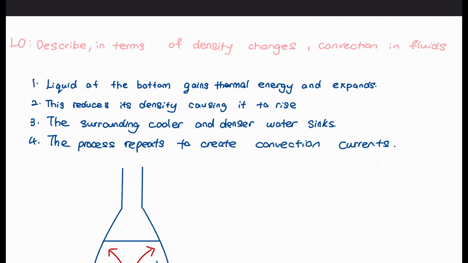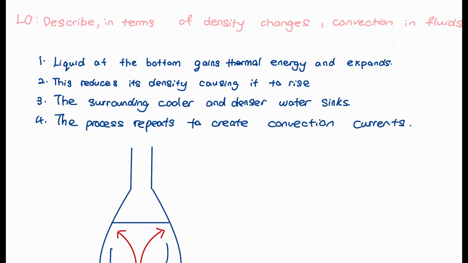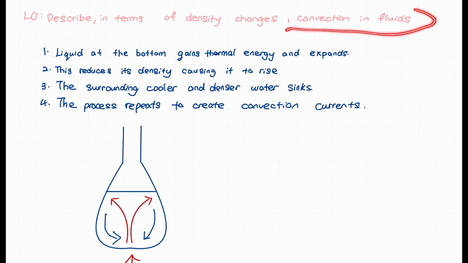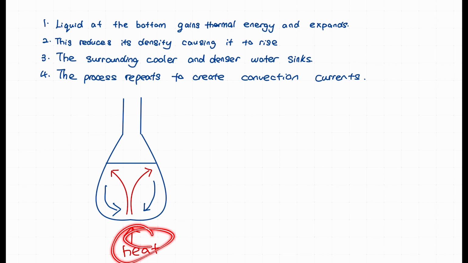Of course, after conduction, we have our convection. So describe in terms of density changes, how convection occurs in fluids. So what is important over here, again, you need to know how to describe the process. So this is how it works. The liquid at the bottom gains thermal energy and expands. So when I supply energy, the liquid over here actually expands. This reduces its density, causing it to rise.